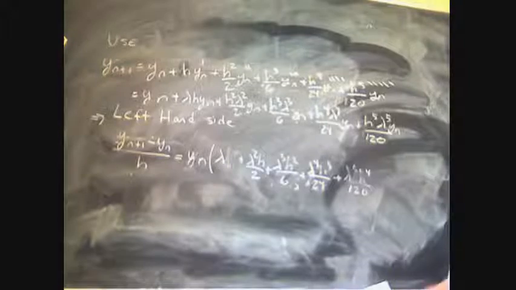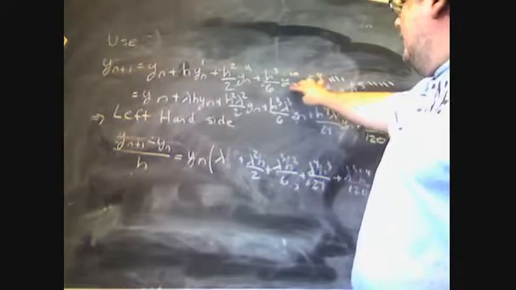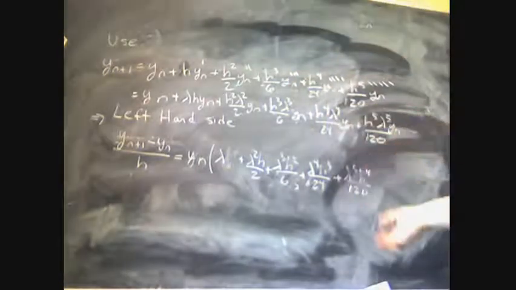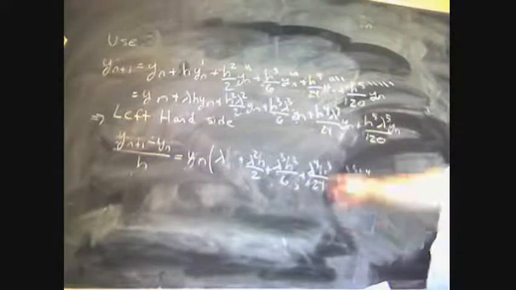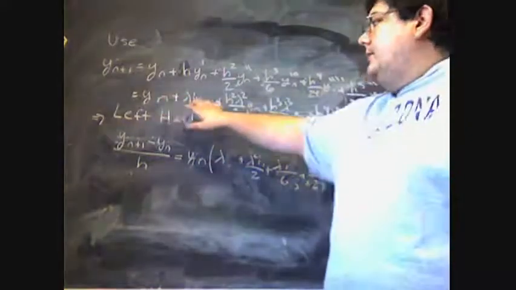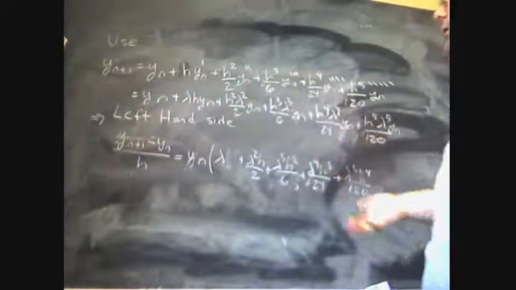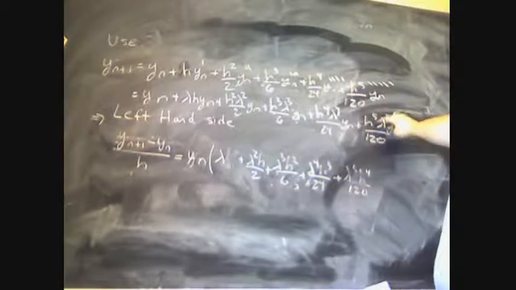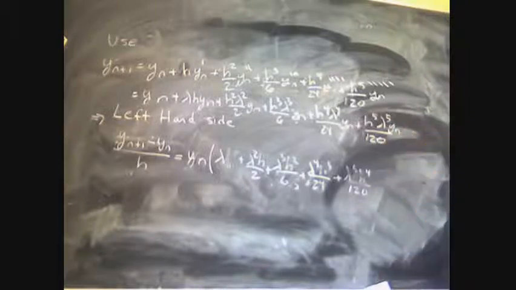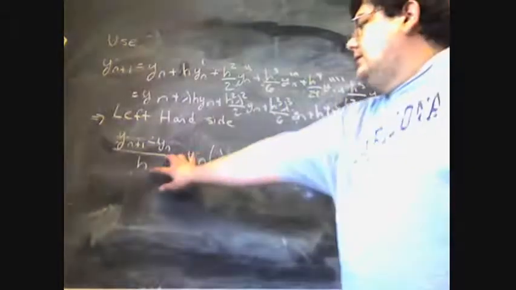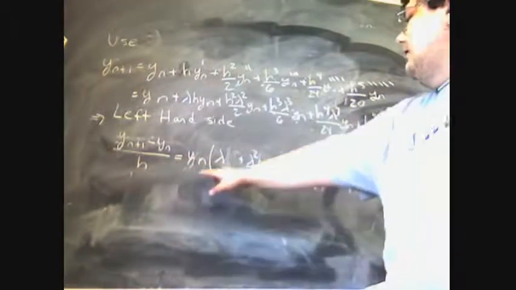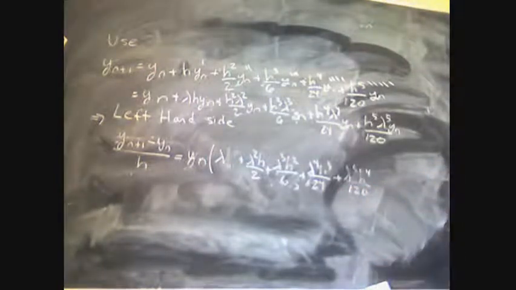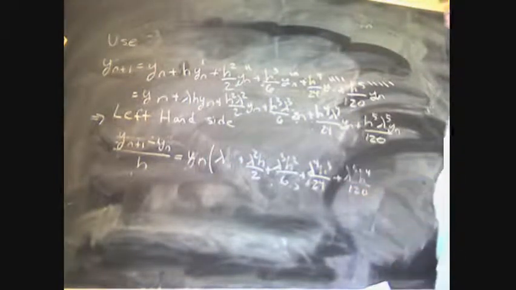But of course, since we have our nice y prime equals lambda y equation, we know that any yn to whatever derivative is just lambda to that power times our original point. So we rewrite it as yn plus lambda h yn plus h squared lambda squared over 2 yn, etc. I'm carrying it out to the fifth power, h to the fifth lambda to the fifth yn over 120, which is 5 factorial. So on the left side, here's our difference quotient again, and we're going to have everything in terms of yn times these five terms. Of course there are more, but this is as far as I'm writing it out.